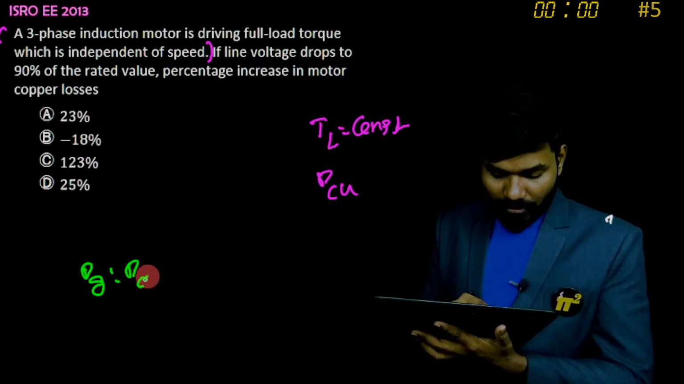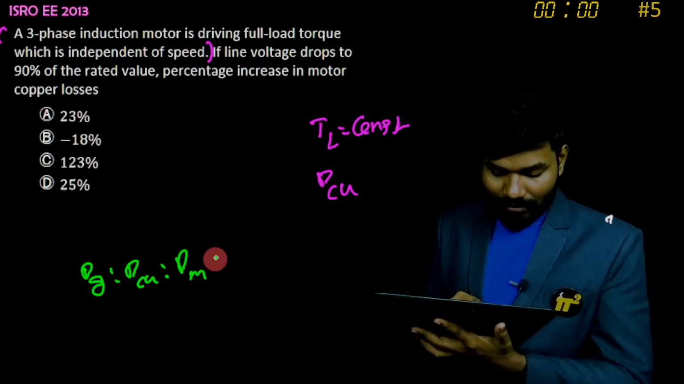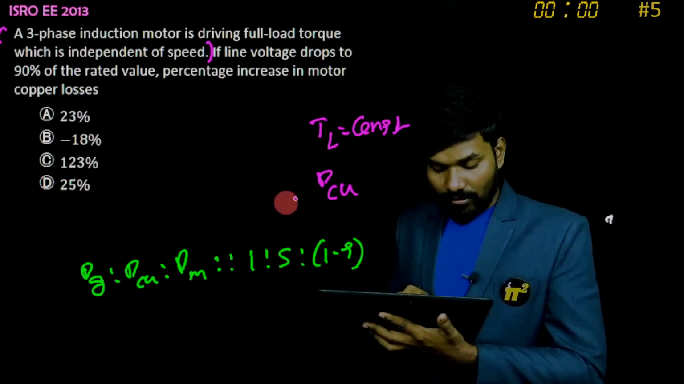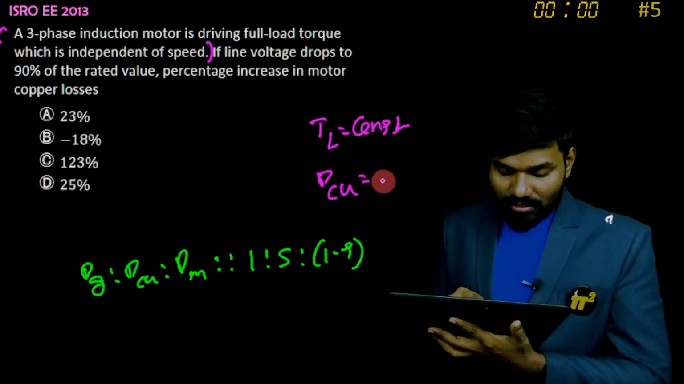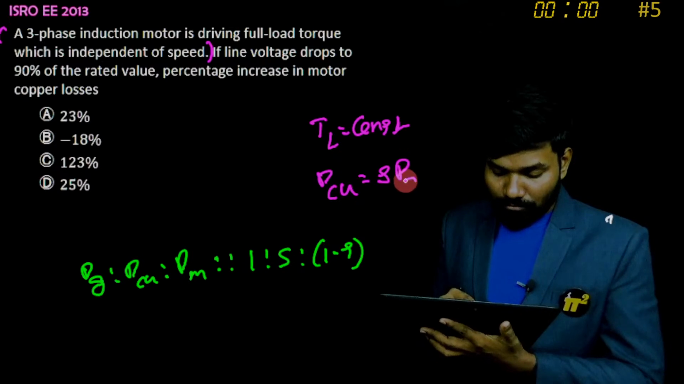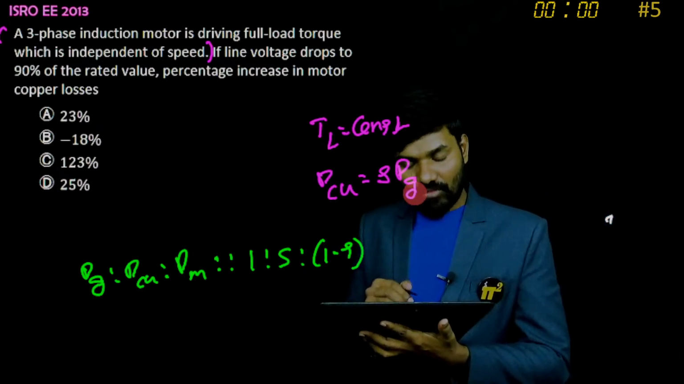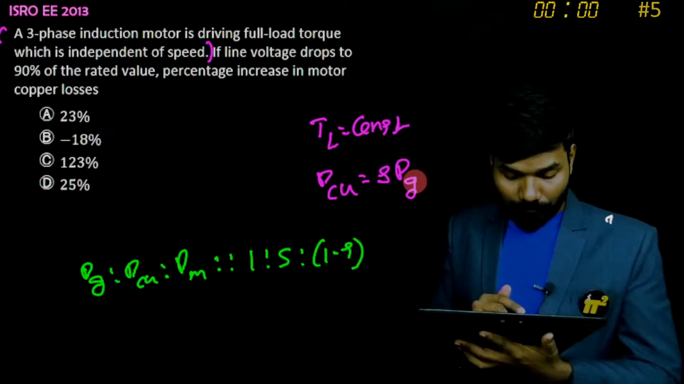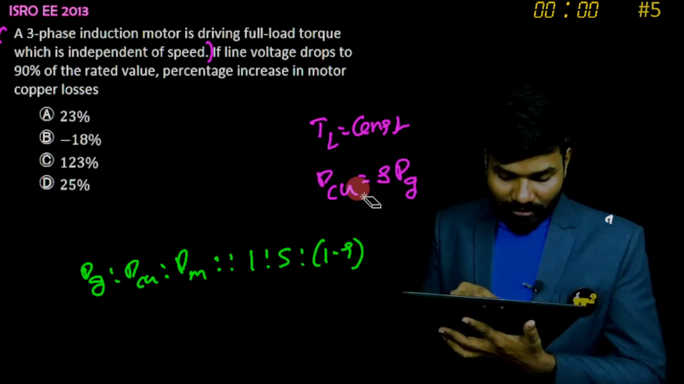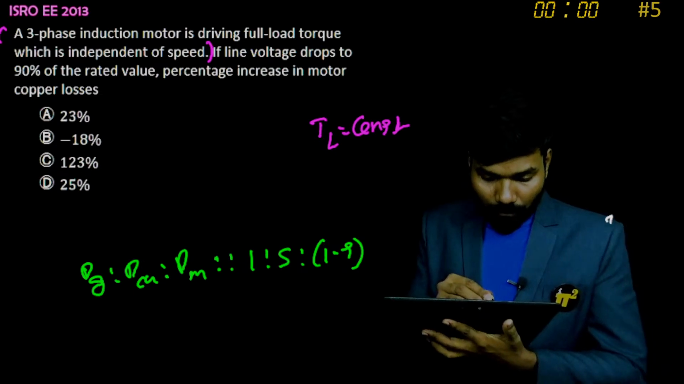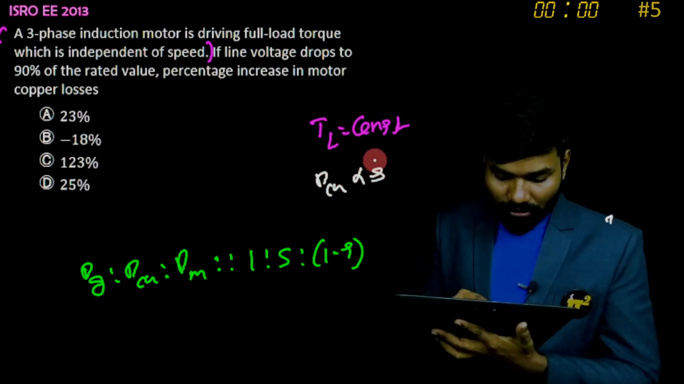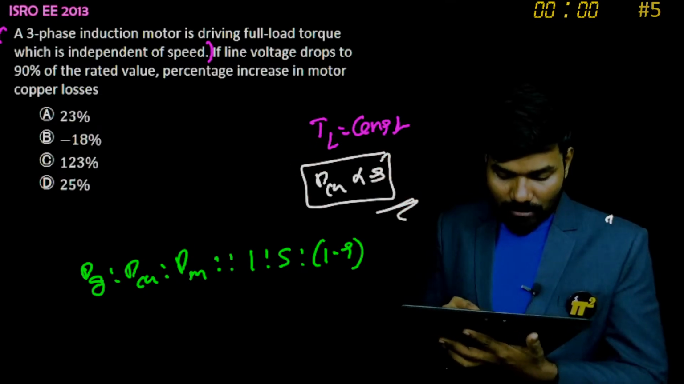Pg is to Pcu is to P mechanical is 1 is to S is to 1 minus S. This is a very powerful equation. Copper losses is equal to slip times Pg, where Pg is the input to the rotor. Now, I can say from this, copper losses are proportional to slip.